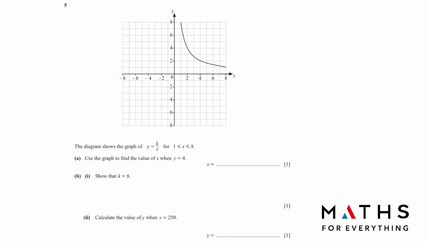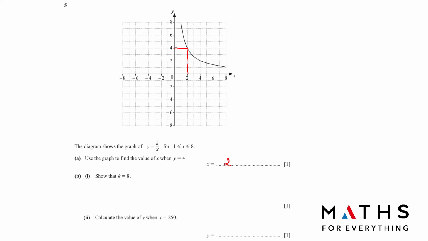Question number 5. We have been given a graph. The diagram shows the graph of y is equal to k over x for the values of x between and including 1 and 8. Use the graph to find the value of x when y is equal to 4. This is our y values. Y is equal to 4. We touch the graph straight and then we go down. We see that x is equal to 2.